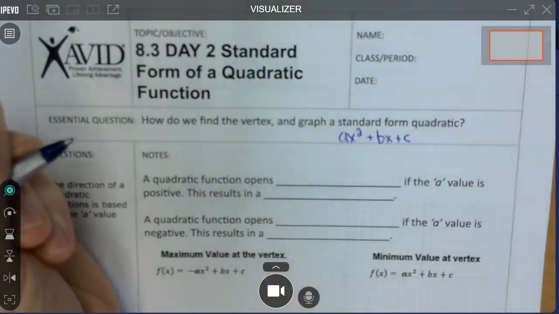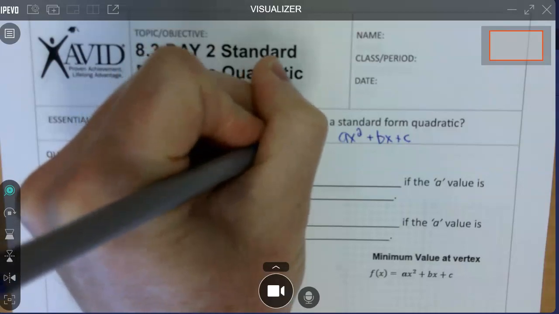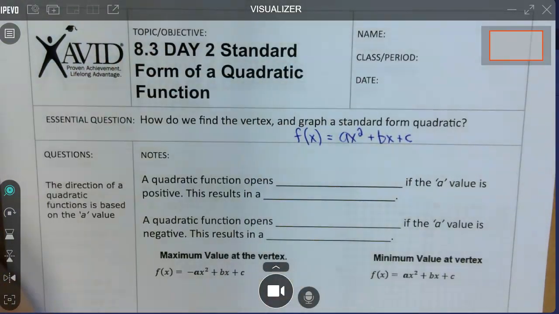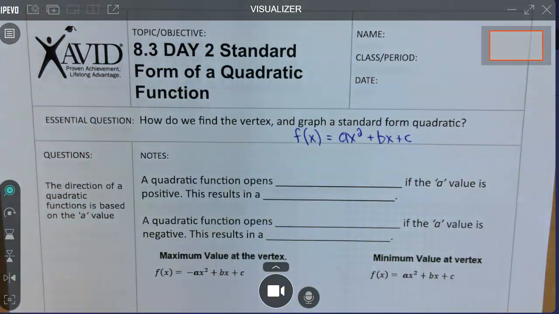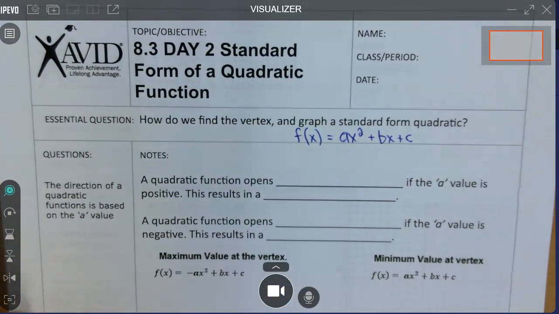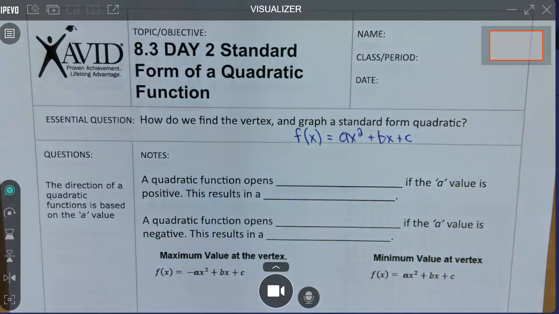And this can, remember, be either in y equals form, or you'll see it as f of x equals ax squared plus bx plus c. And so when we graph these types of functions, we know that the parabola doesn't start at 0, 0. So the vertex is going to be somewhere else, and it can be up, down, left, or right. But we're actually going to go back a little bit and talk about the a value first.